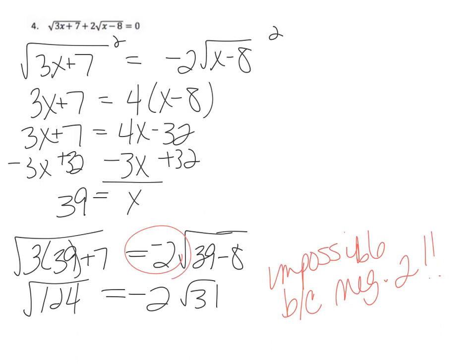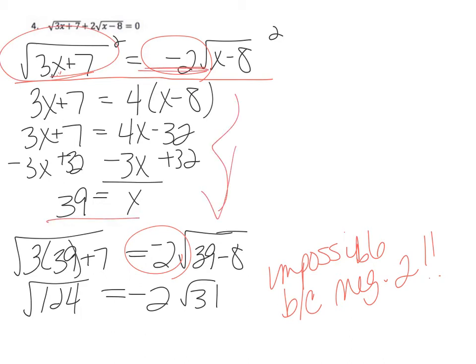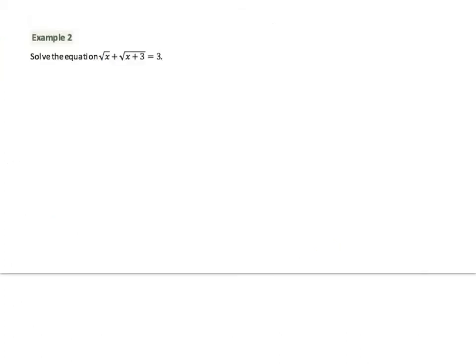Okay, with this one, you actually could have figured out that it was impossible right up here. I will never be able to take the square root of a number and get a negative on the other side. I went ahead and went through with the math, got x equals 39, plugged it back in, and we're just done. There's no way it's going to equal. It's a no solution problem. Okay, let's try another one.